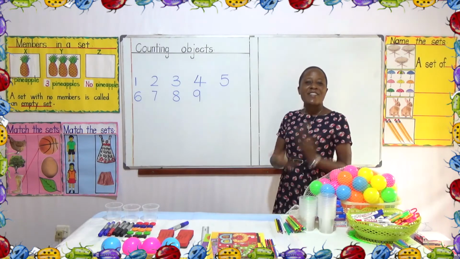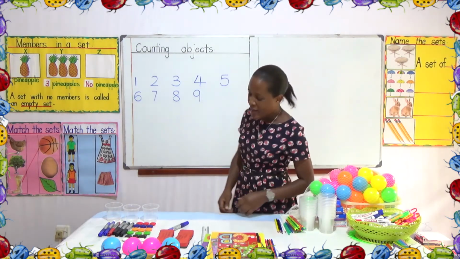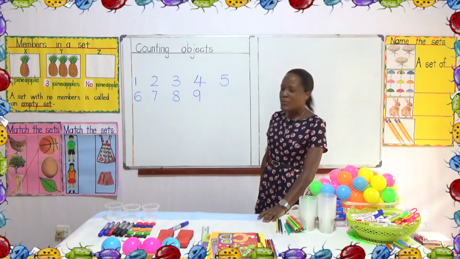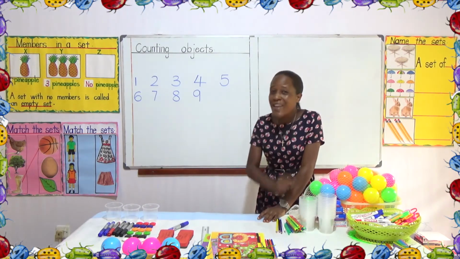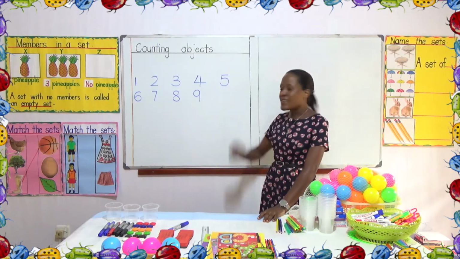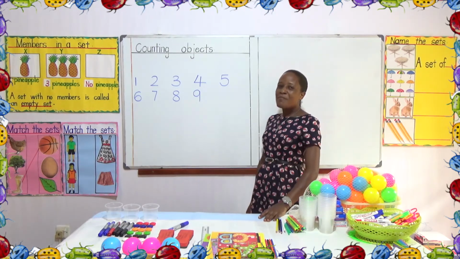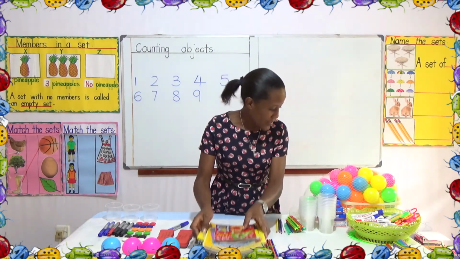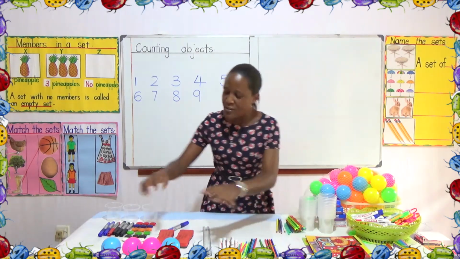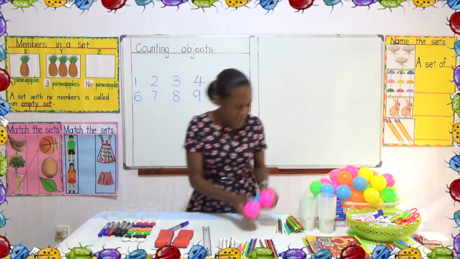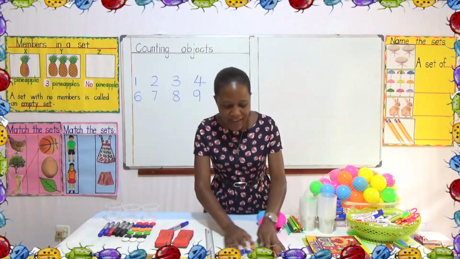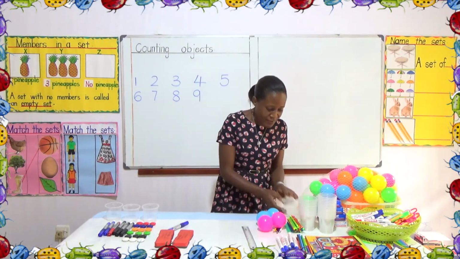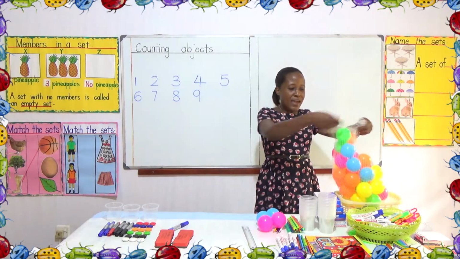What is the next number? Remember when we were looking at our numbers the other time? We are just reminding ourselves because we did all this work in nursery. So what is the next number? The next number is 10. Let's count 10 objects. I am going to count balls again, and I want you to count with me. I will use different colors of balls because I have so many here.